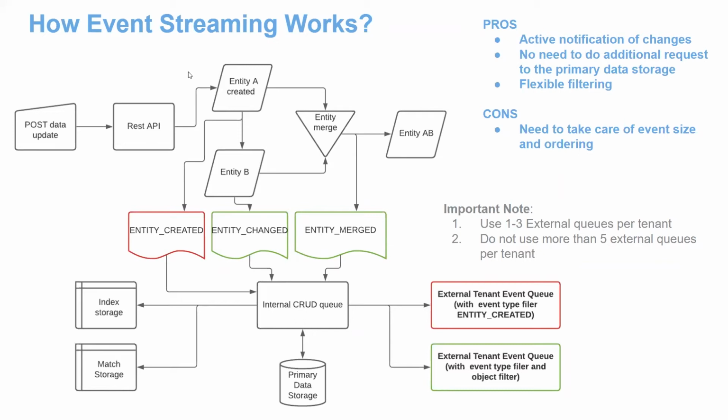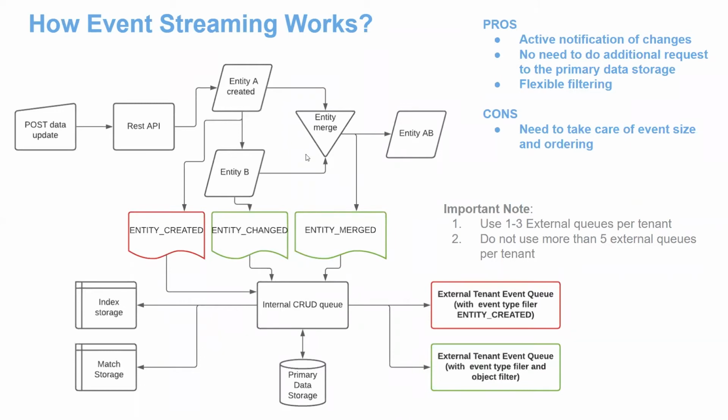I posted it. Let's say it created entity A instead of updating it. It just created entity A. An entity created event will be generated and sent into the internal CRUD queue. At the same time, after I created entity A, it got merged with already existing entity B. Again, in the system internally, an entity changed event, or message, will be generated for this entity B and sent to the internal CRUD queue.